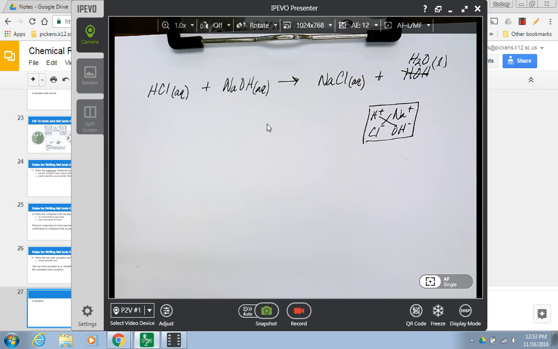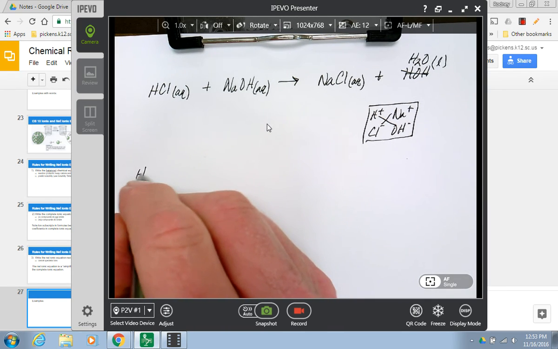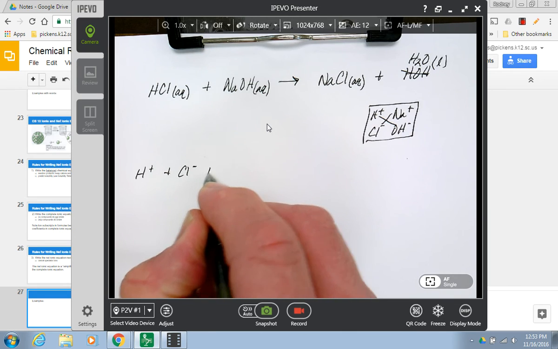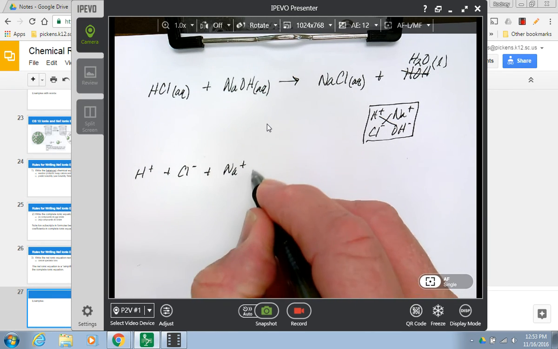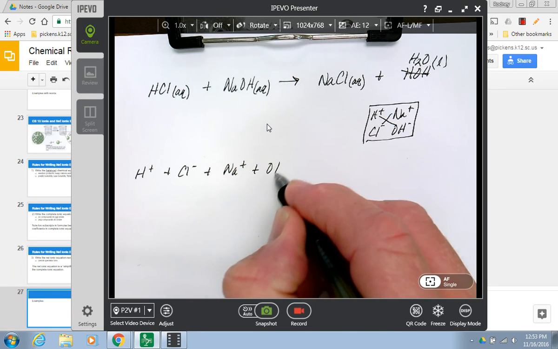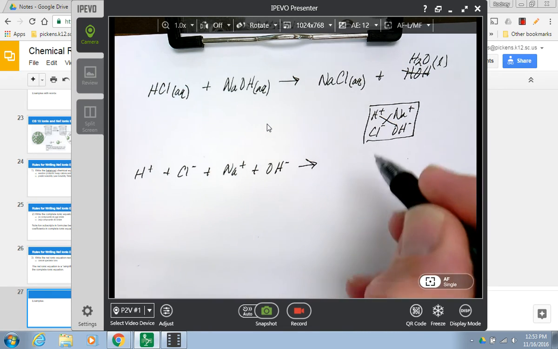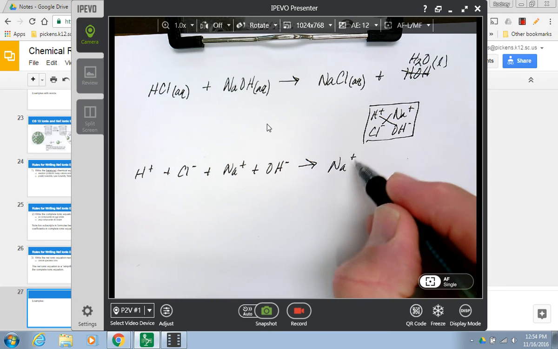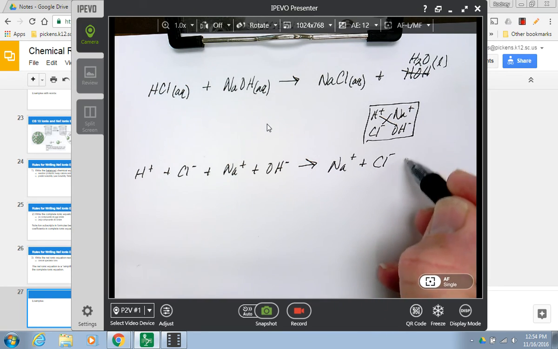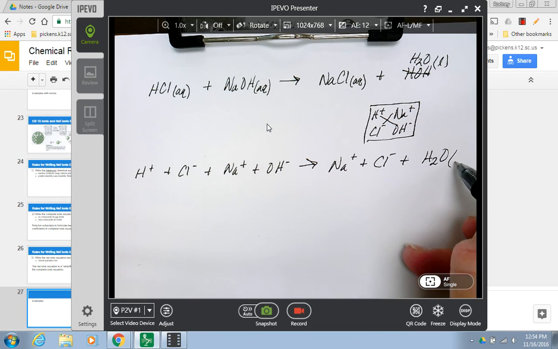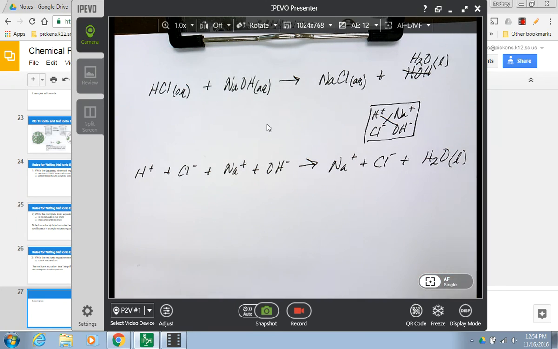So remember our condition is that one of the products had to be insoluble. That means it had to be a solid, liquid, or gas. And so this one forms a liquid. So this reaction does happen. So now we're going to take all our aqueous and we're going to convert them into ions. So we're going to have H plus Cl negative plus Na plus, positive that is, plus OH negative. All right, then we're going to have forms Na positive plus Cl negative plus H2O liquid. Okay, I usually use a little or a cursive L just so it doesn't look like a 1 right there when I do liquids when I'm writing them out.